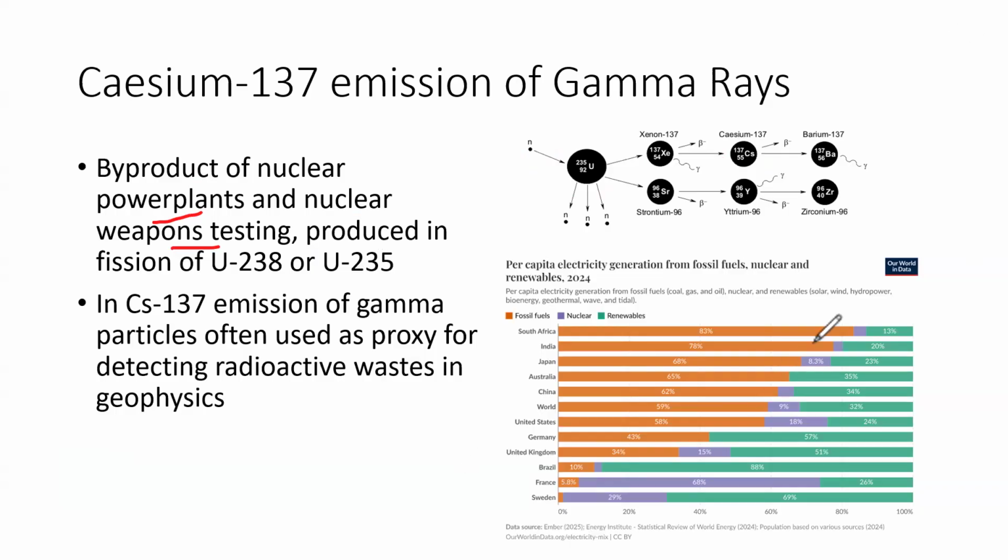Let's have a quick trivia. If you look at countries per capita, the biggest generator of nuclear energy is France. Per person, about two-thirds of the energy needs are coming from nuclear power. The second closest one is Sweden, where about a third of their energy needs are produced by nuclear power.